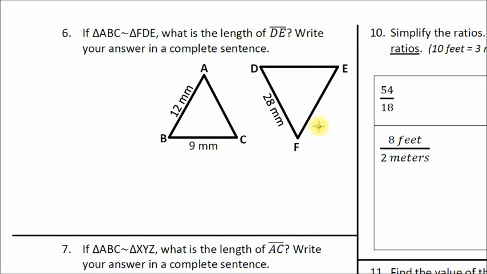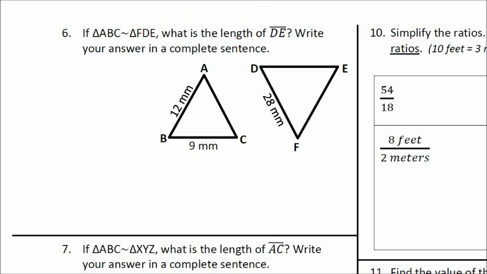We're at question number 7 of test review 1 for similarity. And we're looking at question number 6. If triangle ABC is similar to triangle FDE, what is the length of DE? Write your answer in a complete sentence. So this is actually solved very much the same as questions number 4 and 5.